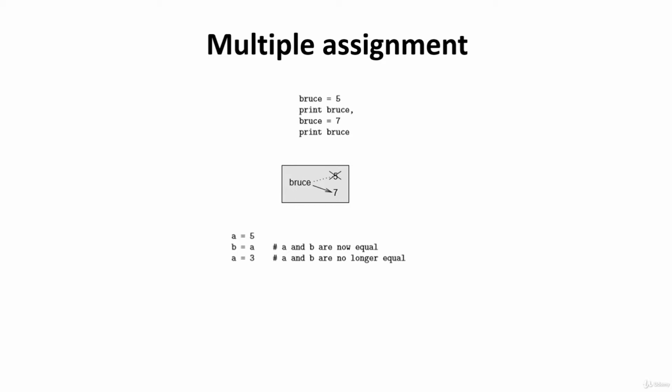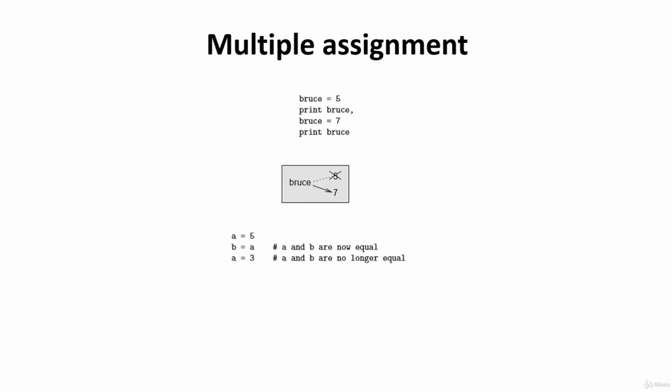In this example, the third line changes the value of a but does not change the value of b, so they are no longer equal. In some programming languages, a different symbol is used for assignment, such as an arrow (<-) or colon-equals (:=), to avoid confusion. Although multiple assignment is frequently helpful, you should use it with caution. If the values of variables change frequently, it can make the code difficult to read and debug.